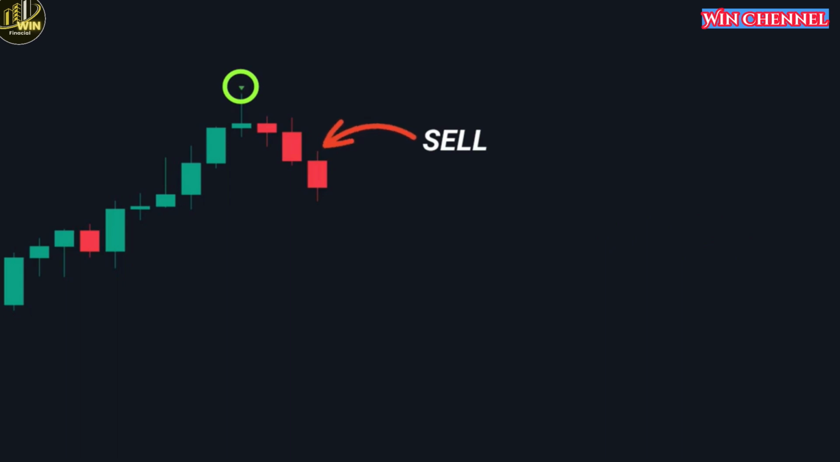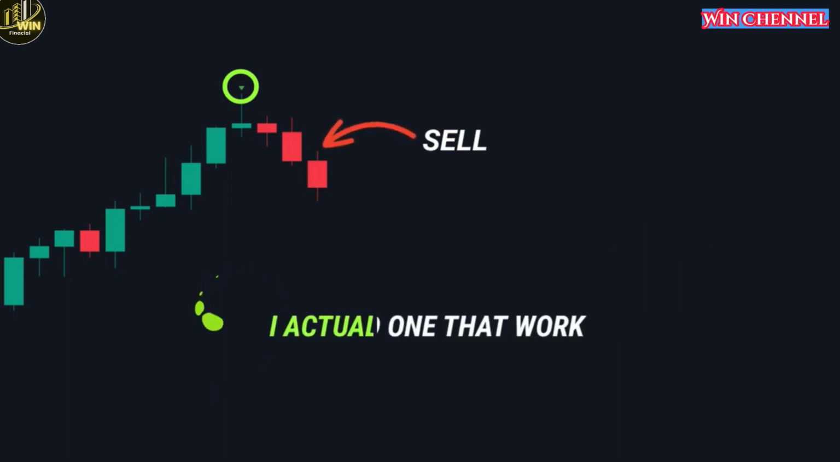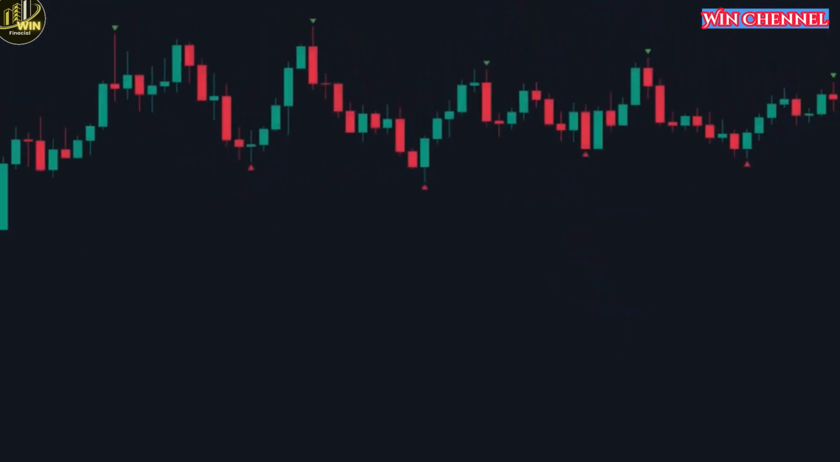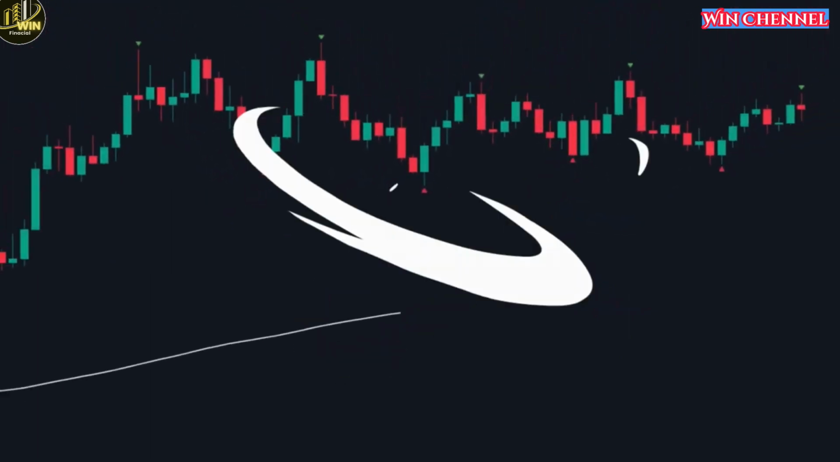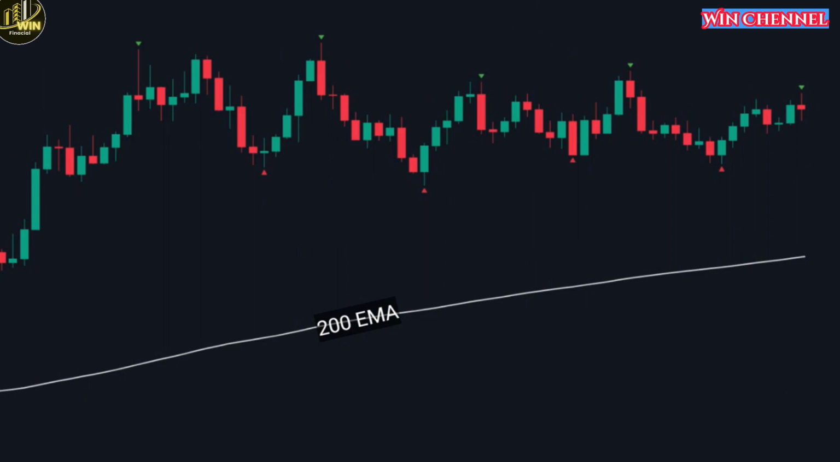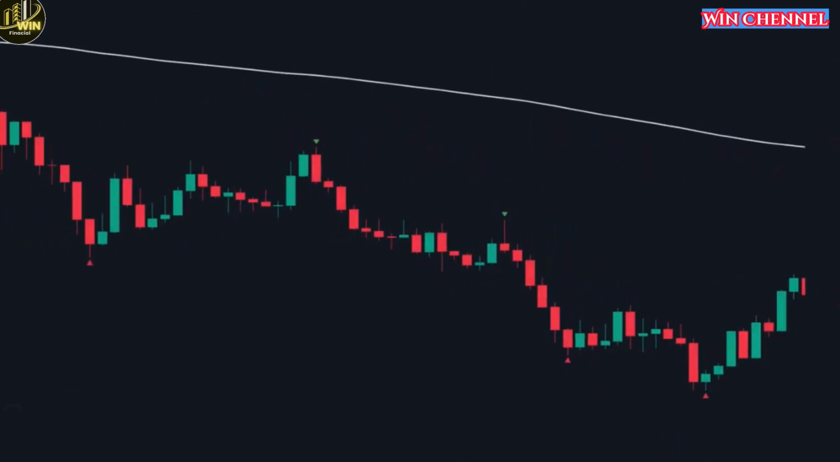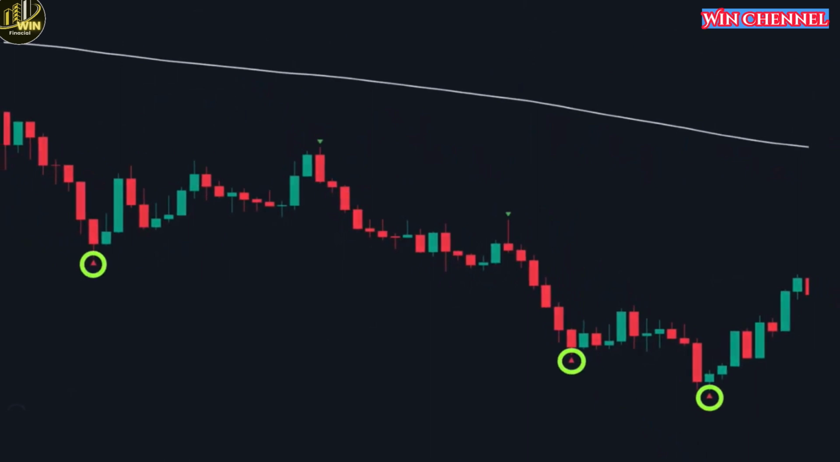However, after testing multiple types of fractal strategies, I actually found one that works, and that is by using it as a breakout strategy. So this is how the strategy works. First of all, I'm going to be using the 200 exponential moving average to identify the long-term trend. So if the price is above the 200 exponential moving average, you only take signals from the top fractal. And if the price is below the 200 exponential moving average, you only take signals from the bottom fractal.